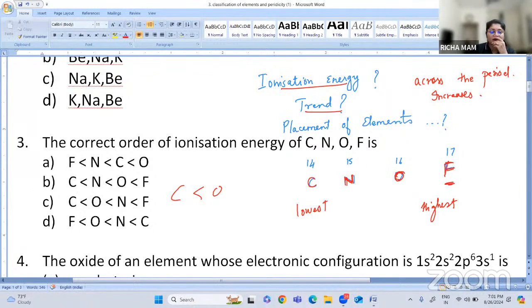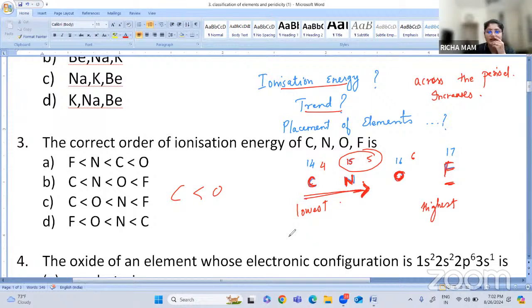But there is one exception. When you go from left to right, the ionization energy will increase. But again there is a place where we need to see the electrons. Here in carbon, the valence electrons are 4, then 5, then 6. Now, when you come to nitrogen and oxygen, in nitrogen it is half filled. So here again, there will be a slight instability.